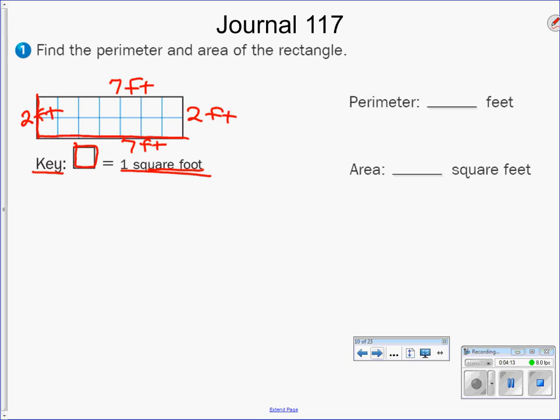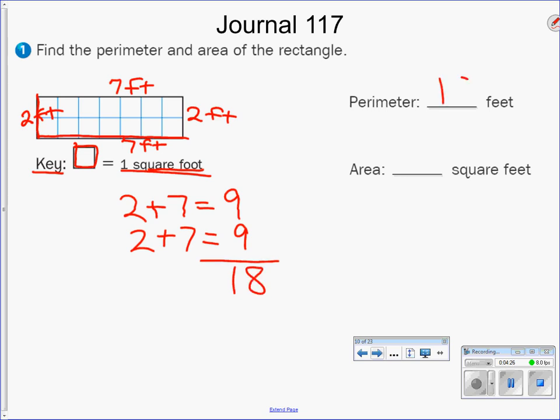And now all I have to do is add them up. So I can do 2 plus 7 equals 9, and 2 plus 7 equals 9. So my total would be 18 feet.